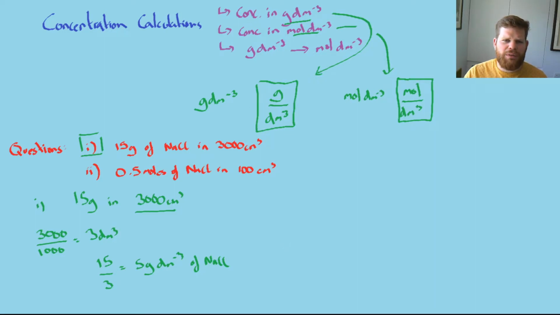Part number 2, let's go for purple. Yeah, let's do a different colour. So part number 2: we've got 0.5 moles of sodium chloride in 100 centimetres cubed.